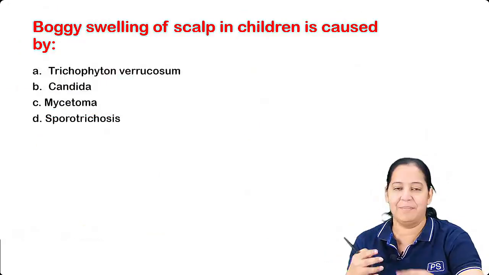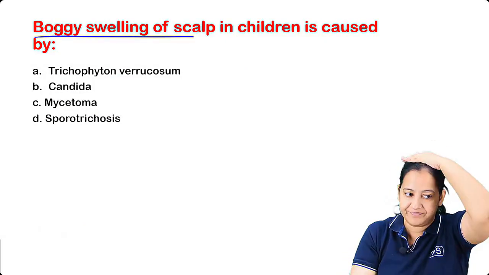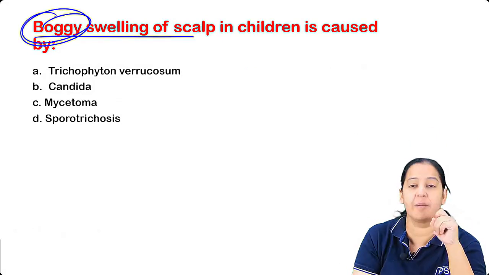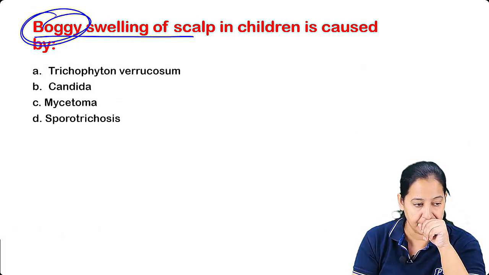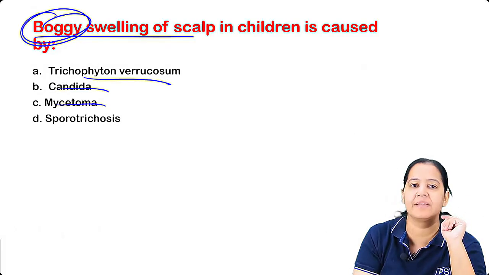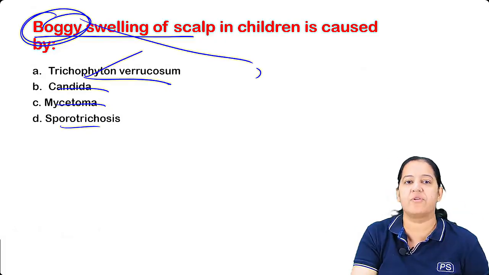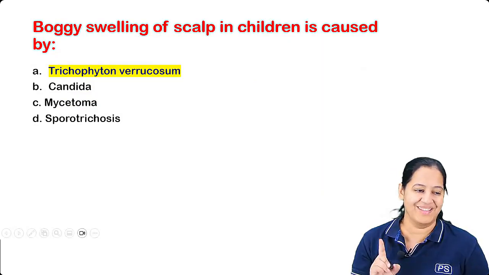Read the question, tell me the answer. Boggy swelling in the scalp is caused by, what's the causative agent, people? I'm waiting. Is it Trichophyton versicolor, Candida, Mycetoma, Sporotrichosis? So boggy swelling is dermatophytosis. It is caused by Trichophyton verrucosum. So I told you right now to learn this verrucosum.